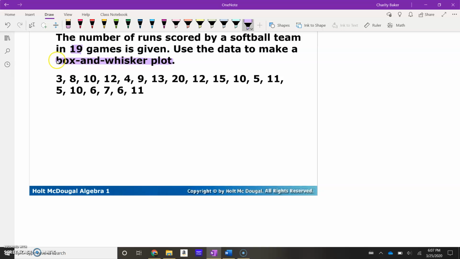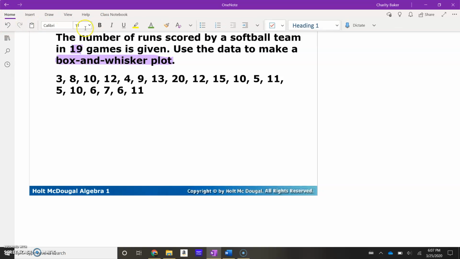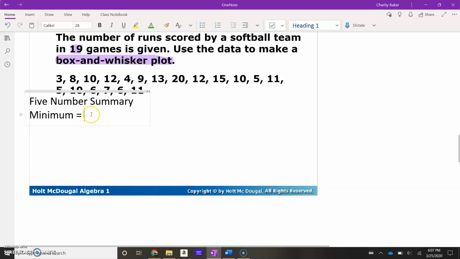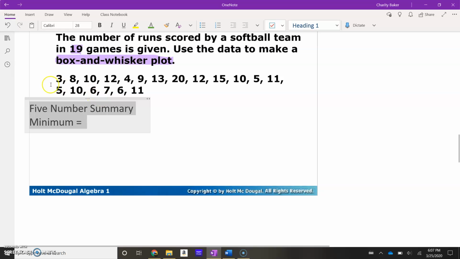All right, before we make the box and whisker plot, we need the 5-number summary. So we have to type out the 5-number summary. The first number is the minimum. And that's just the smallest number, right? So if you look through all of that data, what's the smallest number? It's like 3, 8, 10, blah, blah, blah, 4, 5. So it looks like 3 is the smallest number.